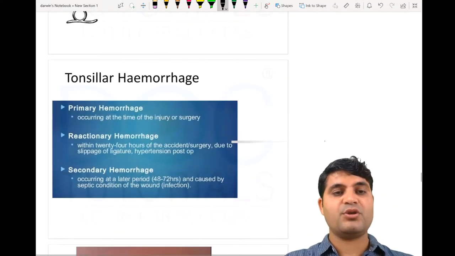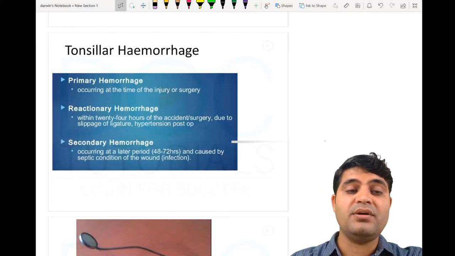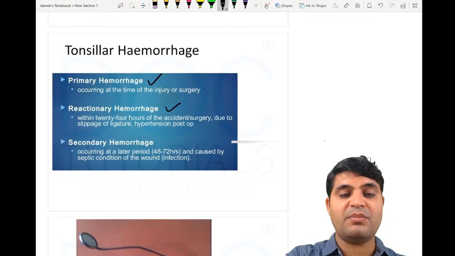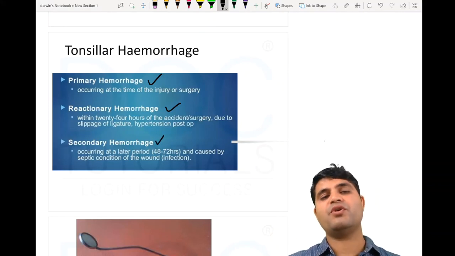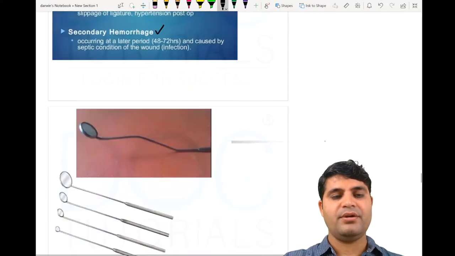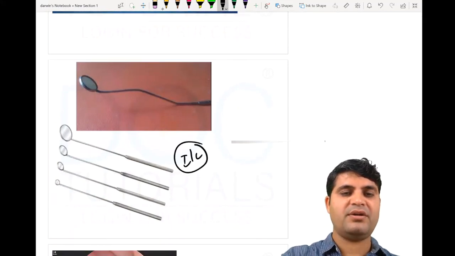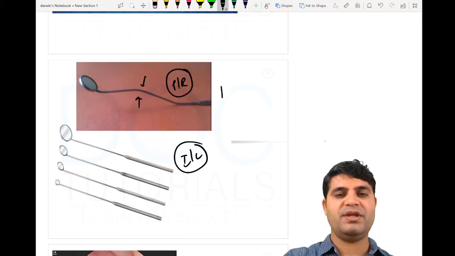Good, very good. So tonsillar hemorrhage. You see these are various types of tonsillar hemorrhage: primary hemorrhage, reactionary hemorrhage, secondary. Just want to tell you that important source of tonsillar bleed is always vein, not artery. Clear? So this is indirect laryngoscopic mirror, IL mirror, whereas this is posterior rhinoscopic mirror because it has a bend. So you can see these mirrors.